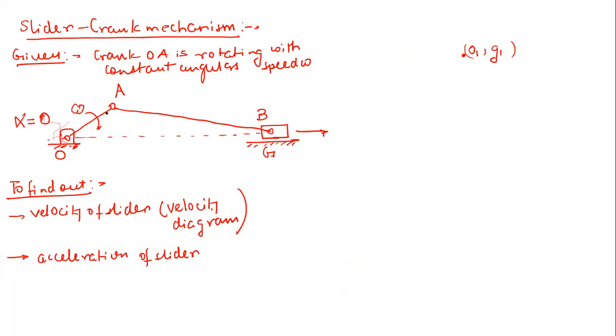O1 A1, this is the centripetal component. So this vector will be parallel to this crank OA. We already know the direction. So let us draw this thing.